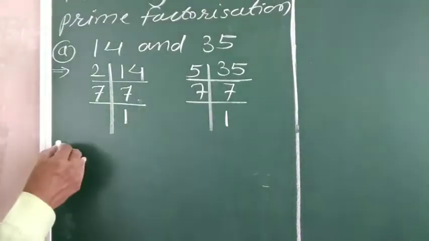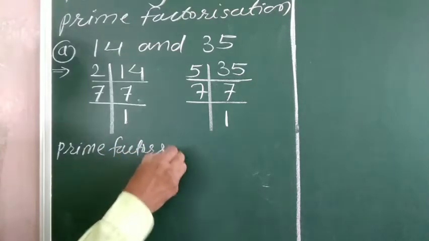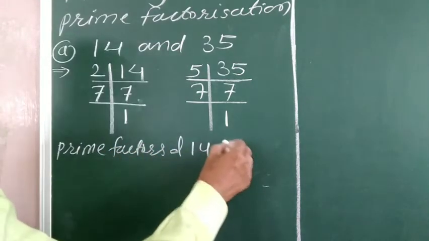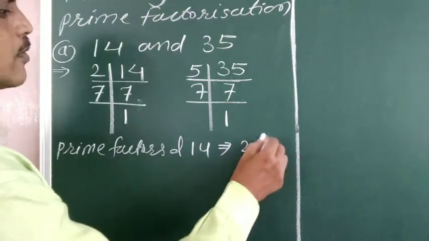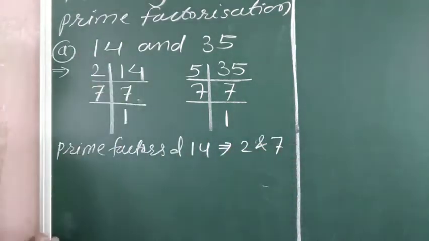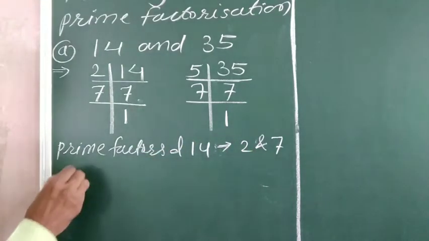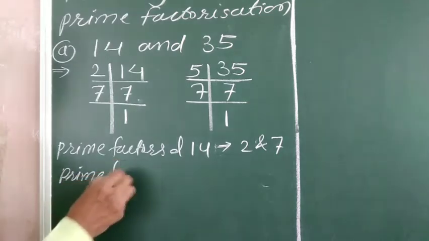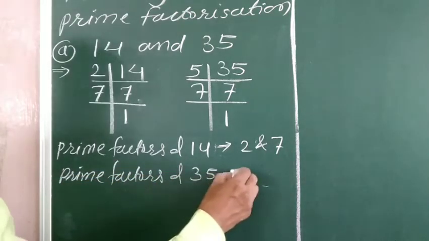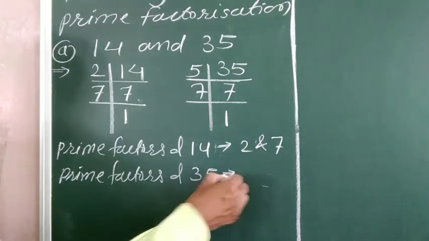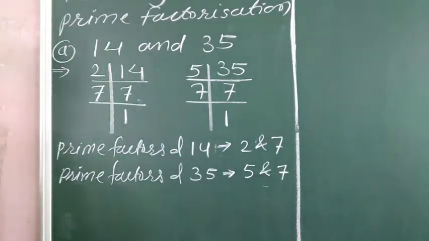Now make the list of prime factors here. The prime factors of 14 are 2 and 7. The prime factors of 35 are 5 and 7.